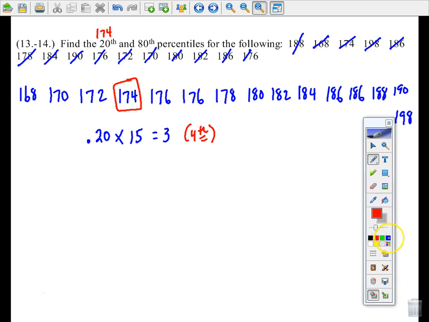To find the number at the 80th percentile, then do 80% in decimal form times 15. You get 12. All right, so the number that's at the 80th percentile should be the number that's better than, just to the right of, the first 12 numbers in the list, or in other words, the 13th number. 1, 2, 3, 4, 5, 6, 7, 8, 9, 10, 11, 12, 13. So the number that's sitting at the 80th percentile is the number 188.